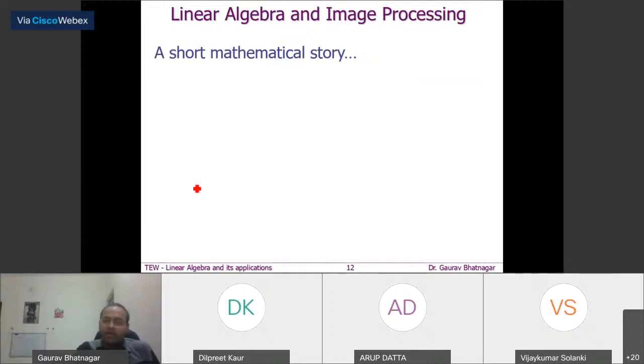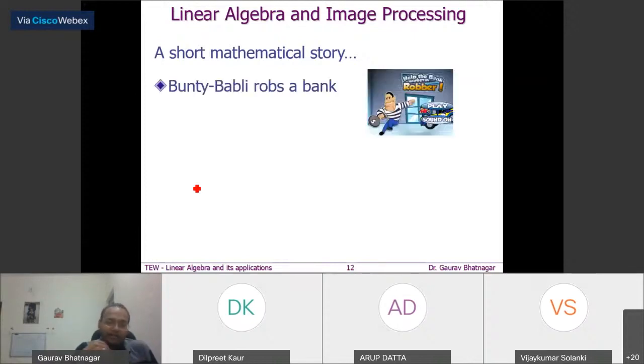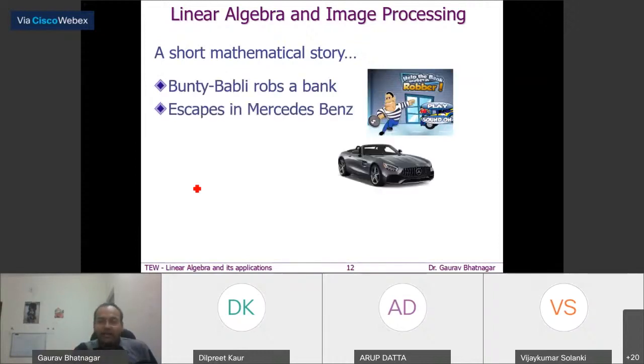So it's all about Bunty and Bubbly. I think all of you are aware of Bunty and Bubbly. There is a very famous movie, Bunty and Bubbly, starring Abhishek Bachchan and Rani Mukherjee. So let us talk about that particular Bunty and Bubbly. Assume that Bunty and Bubbly rob a bank, and then they have a Mercedes Benz with them, and they escape in the Mercedes Benz.